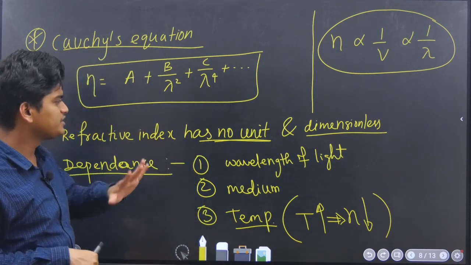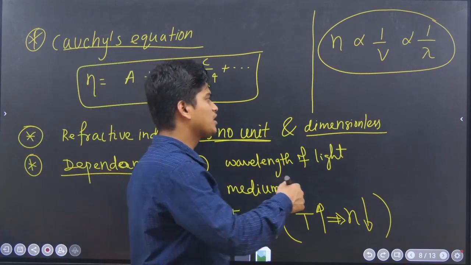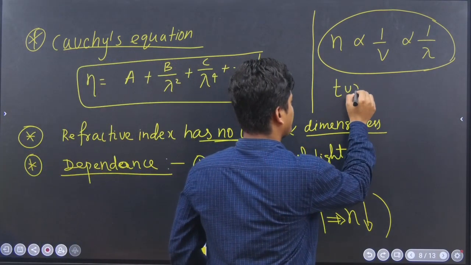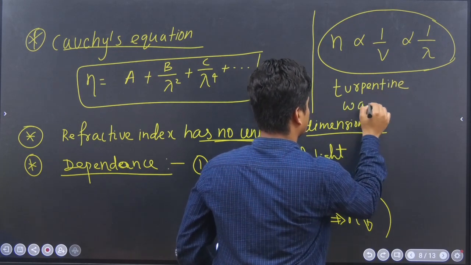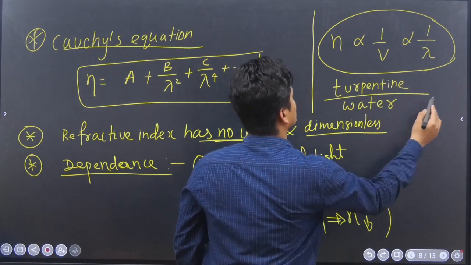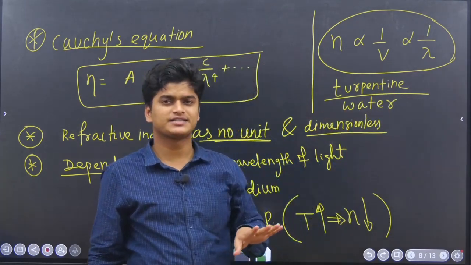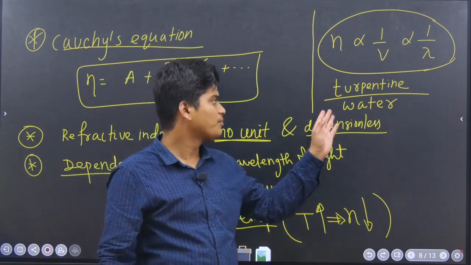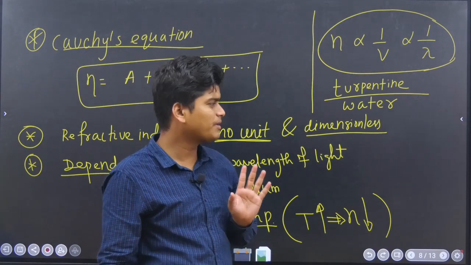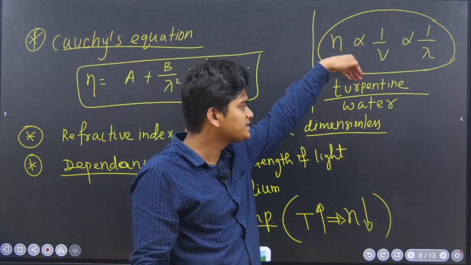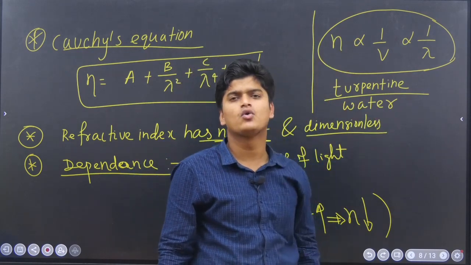So, this optical density is very different as compared to mass density. Remember always what can happen. Suppose I am taking one material called turpentine and one called water. Remember these two materials: turpentine's mass density is less. Mass density means mass per volume. For water, mass density is more as compared to turpentine. But remember, the refractive index or optical density of turpentine will be more as compared to the optical density of water.